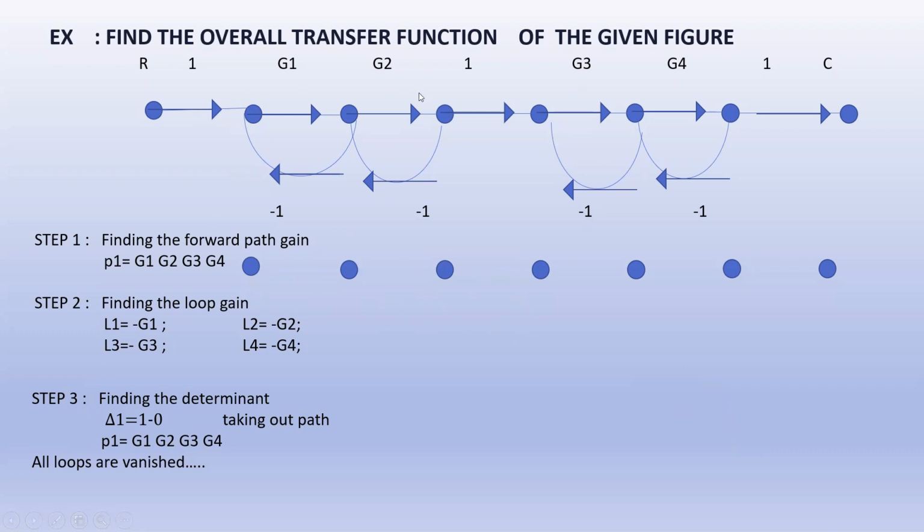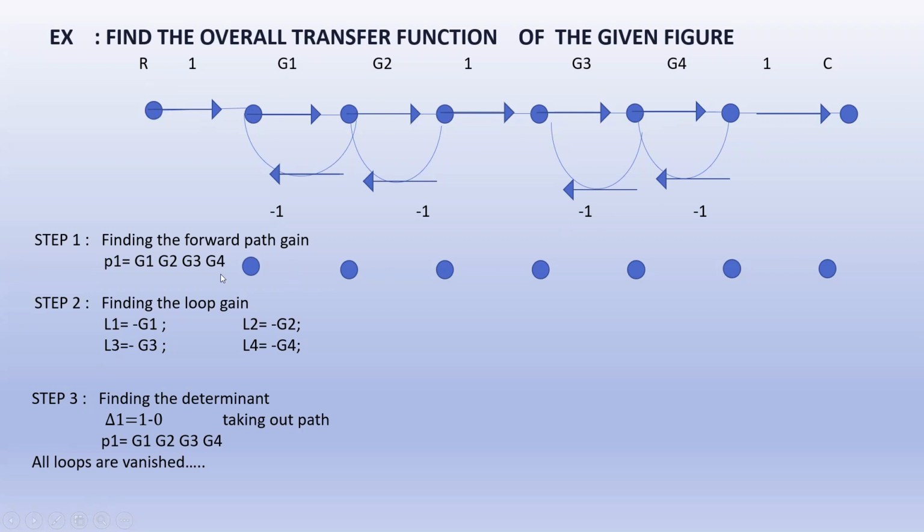Here we have this signal flow graph, given with corresponding gains. This is the input R, and this gain is 1, and gain G1 is given, G2 is given, and G3 and so on. This is the signal flow graph.